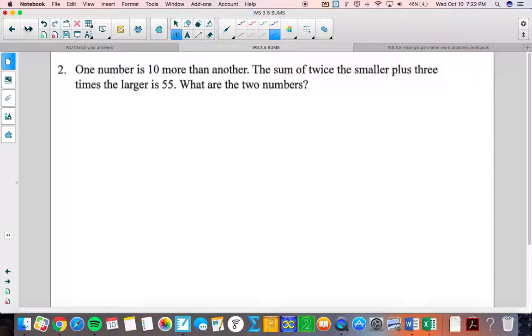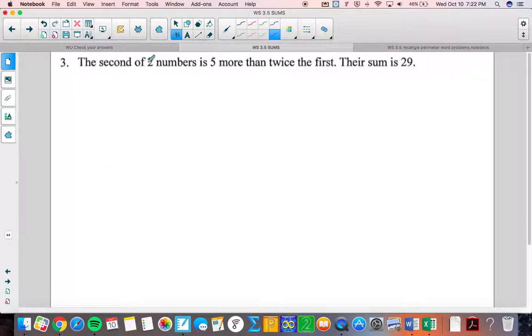I'm going to do the third one. I'm going to skip around. The second of two numbers is 5 more than twice the first. Their sum is 29. We want to know what are the two numbers.